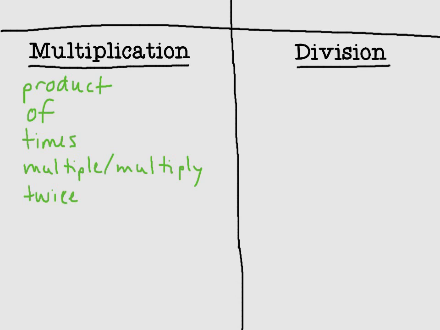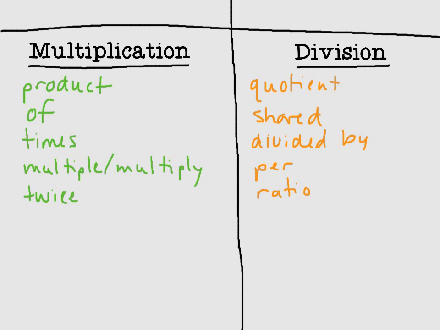For division, you have quotient, shared, divided by, per, and ratio. Those are all the words that we'll be talking about and will be mixed into word problems that we'll need to be able to take away from and set up our own equations.